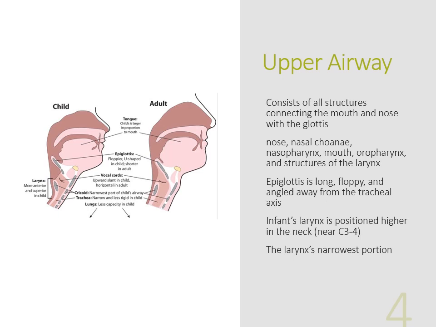And the infant's larynx is higher in the neck, nearer to C3 or C4, and the cricoid is the smallest part. The trachea is less rigid in a child and very narrow. And the larynx is more to the front and higher in a child. The lungs themselves have less capacity in a child than those of an adult. An adult can take a deeper breath.